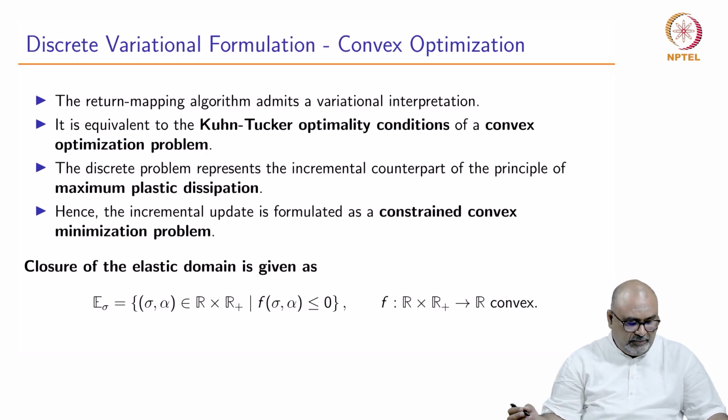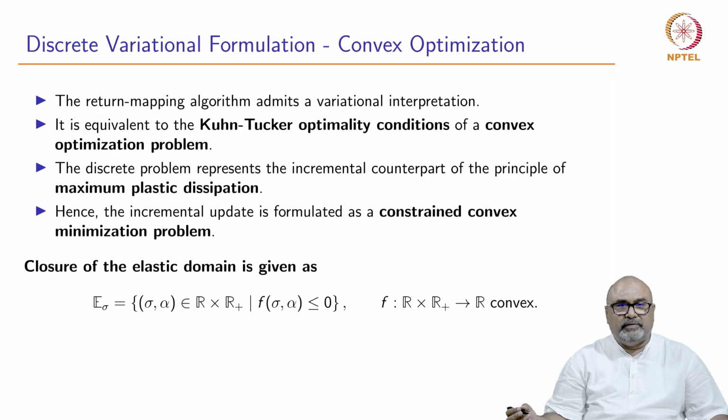So, one can define a discrete variational formulation to this convex optimization problem. So, the return mapping algorithm that we have discussed admits a variational interpretation. It is equivalent to the Kuhn-Tucker optimality conditions of a convex optimization problem. So, the discrete problem represents the incremental counterpart of the principle of maximum plastic dissipation. The increment update is formulated as a constrained convex minimization problem.